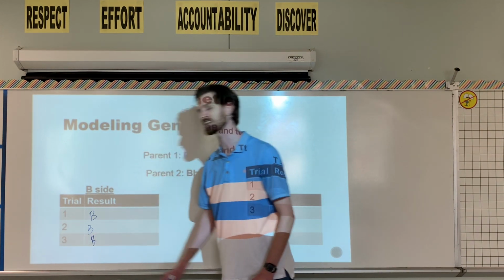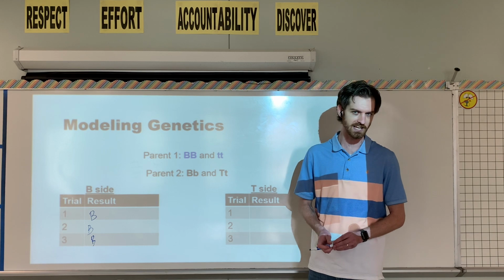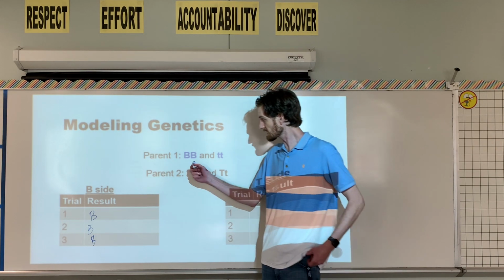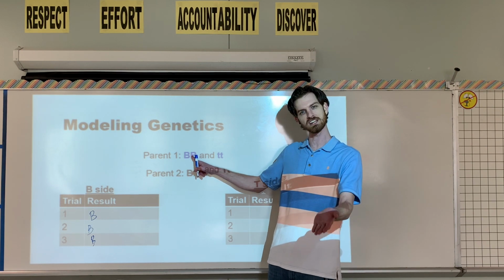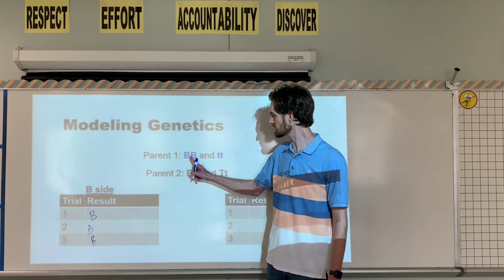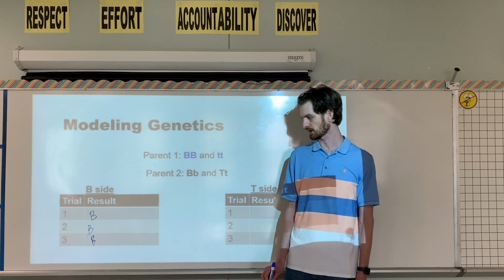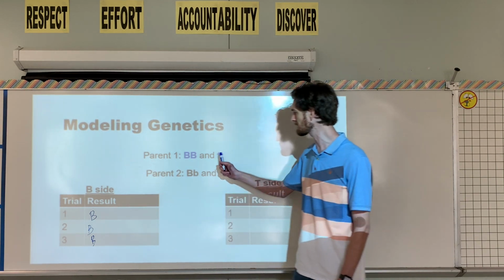Now some of you are saying, wait a minute, Mr. Fitz, they're the same letter. Doesn't really matter. In this case, you could actually make that observation. No matter what I flip, I'm always going to give the dominant trait. Notice how it's always these capital letters, okay? And we can do the same thing with the T's.